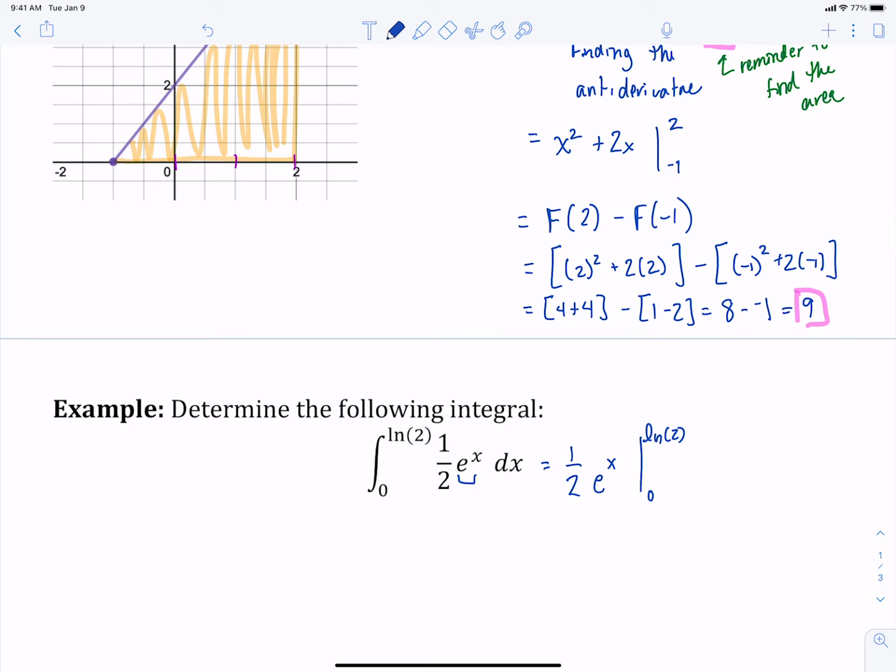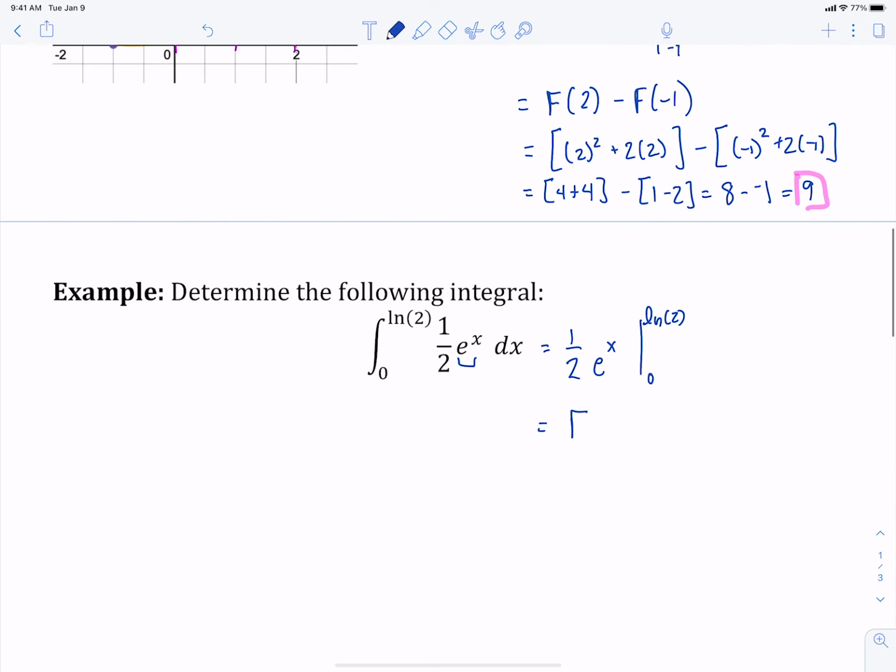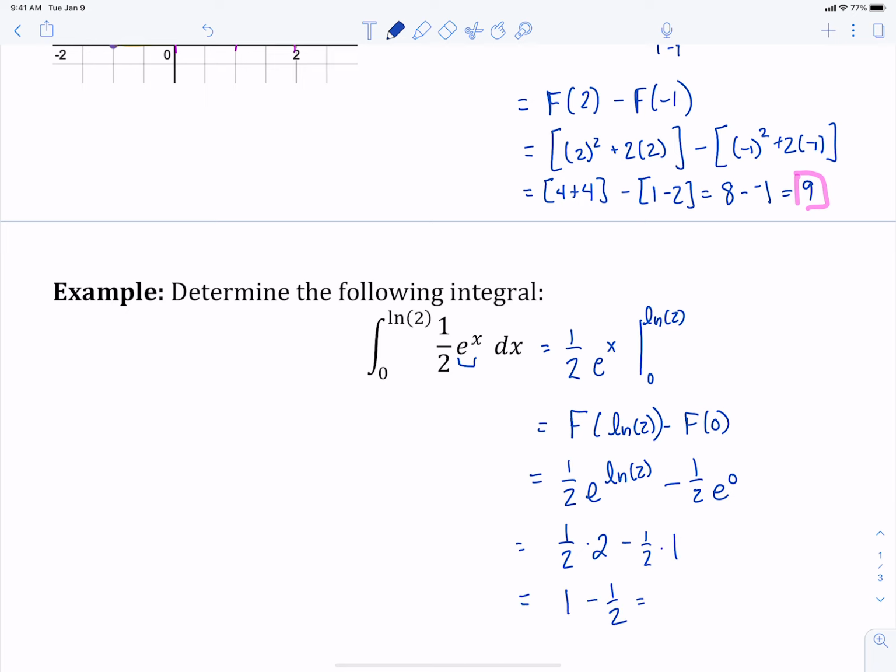And then we put that line there again to remind us we've still got more to do. We put our limits of integration on there. And then we're going to do our F of b minus F of a. So we're going to plug in natural log of 2 and plug in 0. And let's see, e to the natural log of 2 is 2, because the e and the natural log cancel out. And then minus 1/2 times 1. So we're going to get 1 minus 1/2, so 1/2 is our area under our curve.